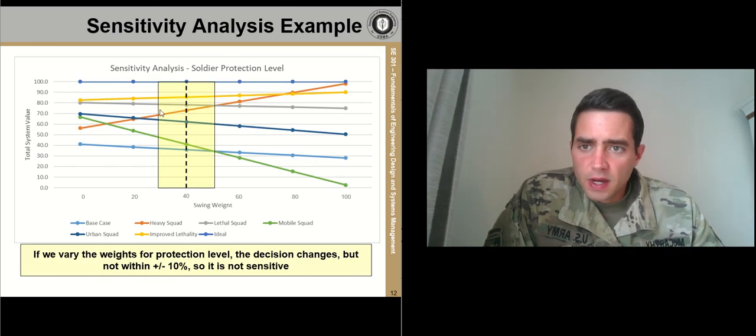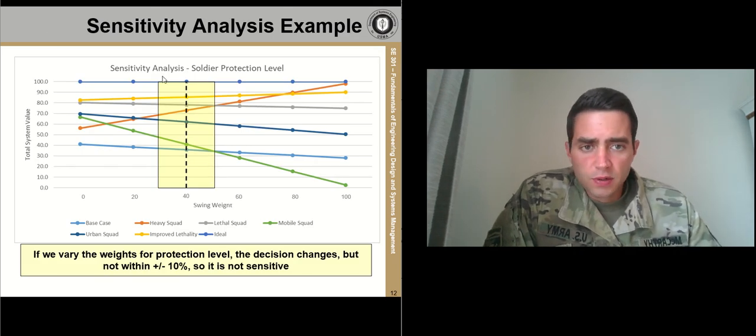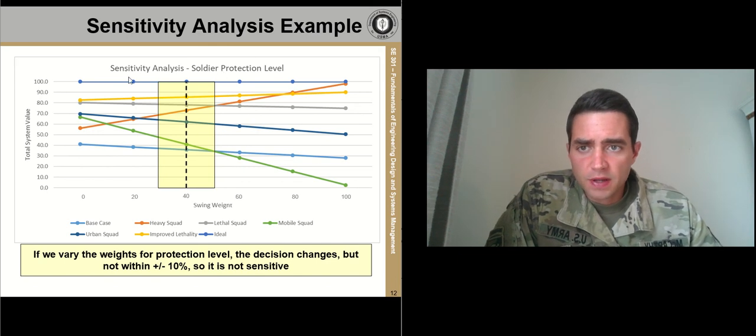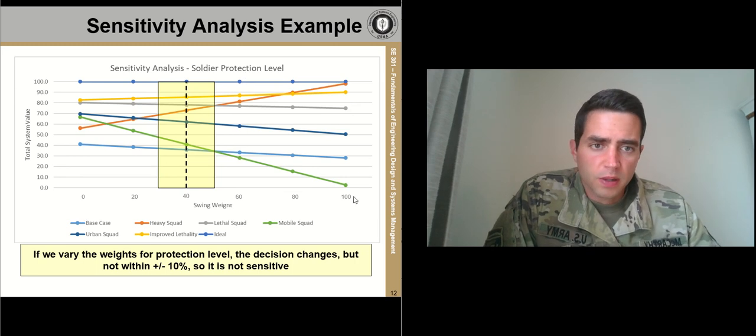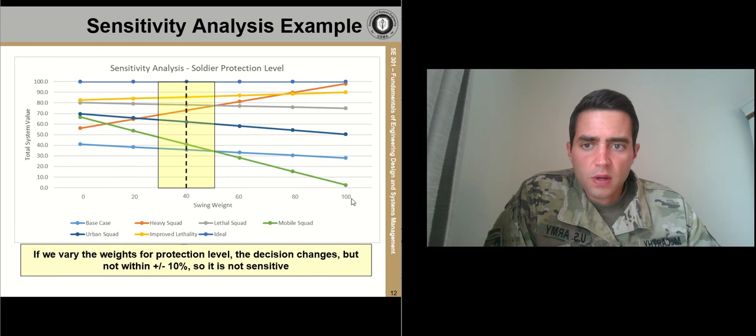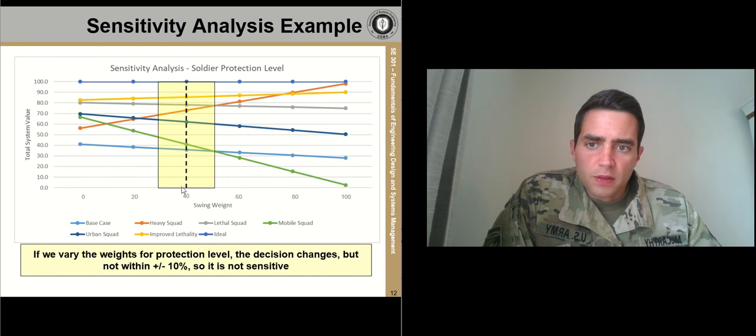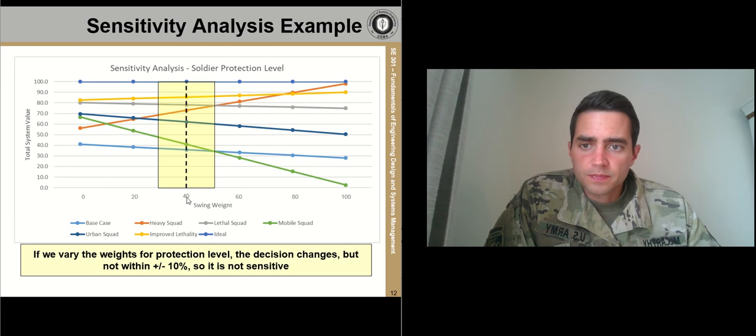So this is for our soldier rifle squad of the future. Our value measure is soldier protection level. And this is a sensitivity analysis for soldier protection level. So we look at the range of swing weights from 0 to 100, 100 meaning that it is the most important value measure. The dotted line here indicates what our initial swing weight was, and we said that it was initially a 40.